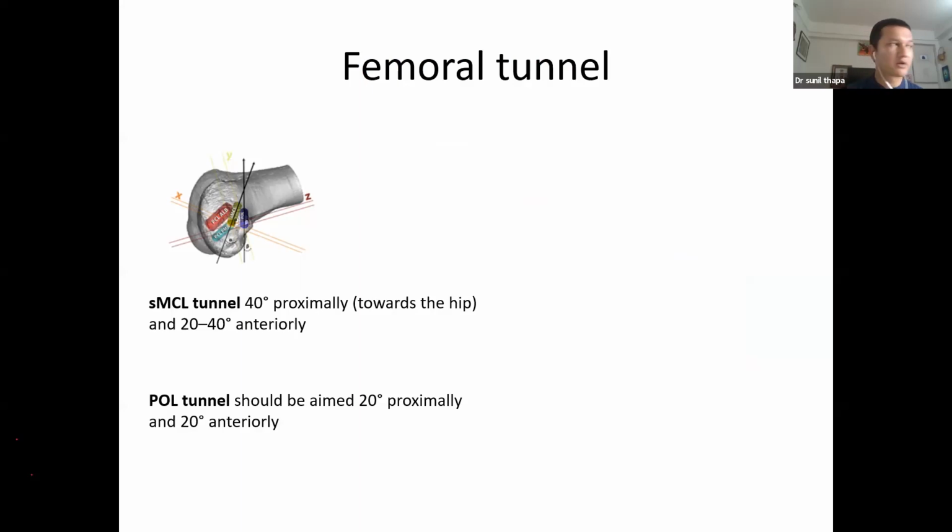So as to avoid convergence of the tunnel between the SMCL and POL with the PCL tunnel, the SMCL tunnel should be directed 40 degree proximally and 20 to 40 degree anteriorly. And the POL tunnel should also be directed 20 degree proximally and 20 degree anteriorly.